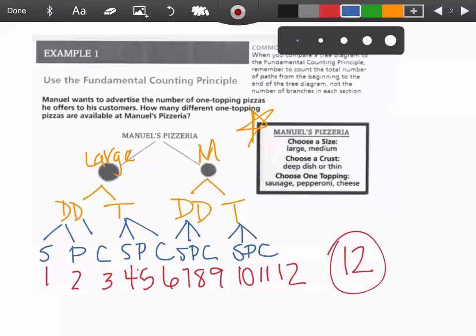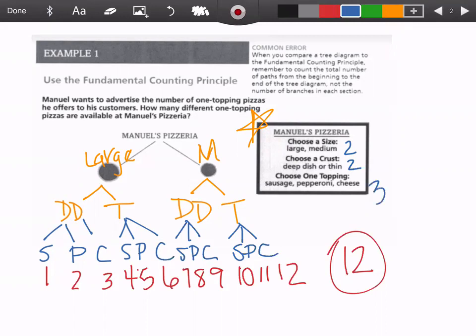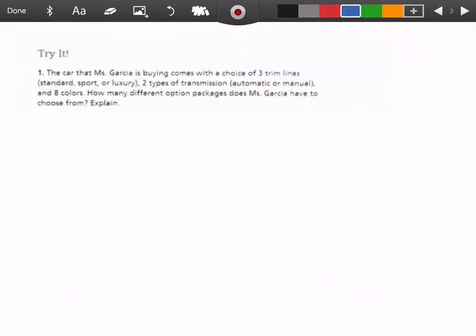Now this would be intense if we had to do this every single time. So I want you to keep on the lookout for a pattern between the options we're given. We were given 2 sizes, 2 different types of crust, and 3 toppings. So keep that in mind, keep our answer in mind. If you already see the pattern, awesome. If not, we're gonna go onto another example and see if you can figure out the pattern here as well.